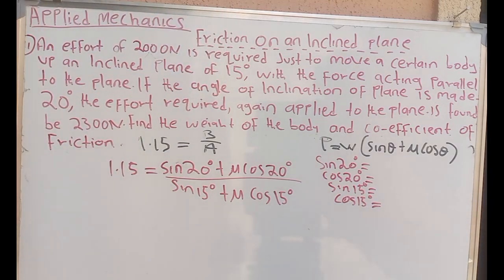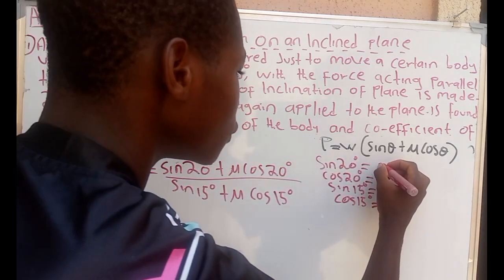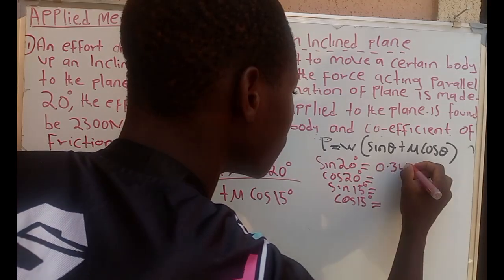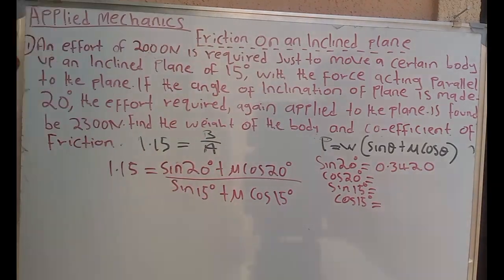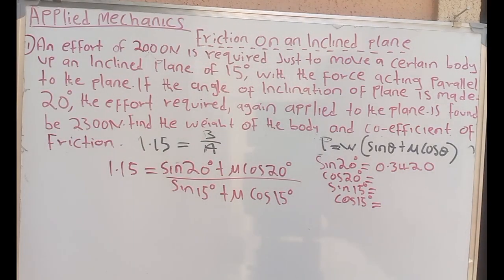So what is the value of sine 20? Let's press our calculator. Sine 20 will be 0.3420. So that's the value of sine 20. So what is the value of cos 20?